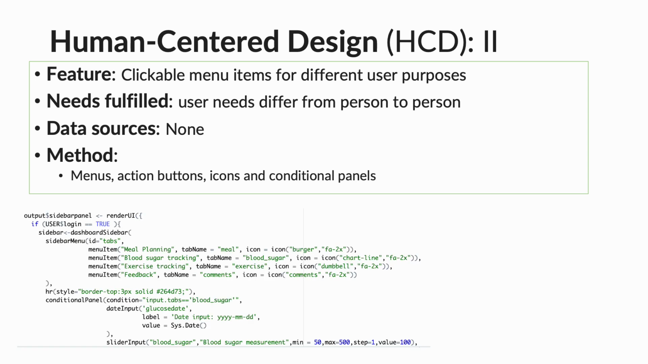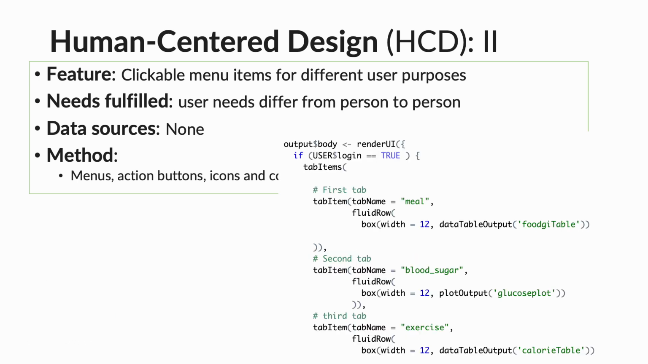Shown here is the creation of a sidebar with different menu items. Including here is the 4 menu items, including meal planning, blood sugar tracking, exercise tracking, and user feedbacks. Under it, you will see a conditional panel showing that if the user chooses blood sugar tracking, he or she will be asked to enter the data. Similarly, in the output part, each menu item will have a different format of output. For instance, for meal planning, you will have the data table that shows the glycemic index of different foods. For blood sugar tracking, you will see a plot of your blood sugar over time.